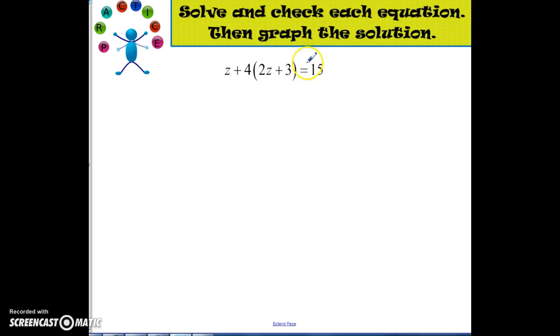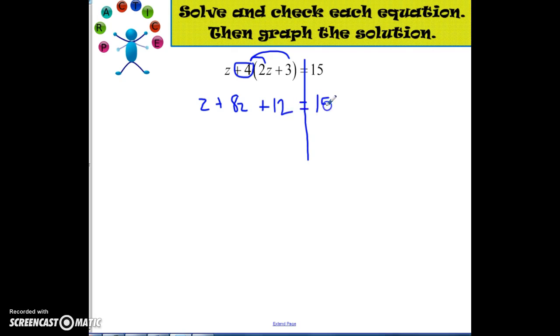So moving on with number 3. Now we have parentheses, so we're going to be distributing first. Remember, when you distribute, the term in front of the parentheses goes to everything inside the parentheses. This z has nothing to do with the parentheses, so the z just stays there. Then we're going to distribute the 4 to the 2z, so we're multiplying 4 times 2z plus 8z. And then 4 times 3 plus 12 equals 15.